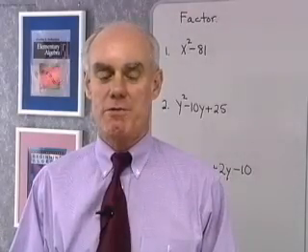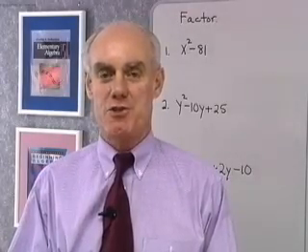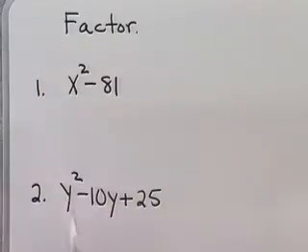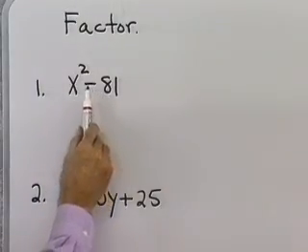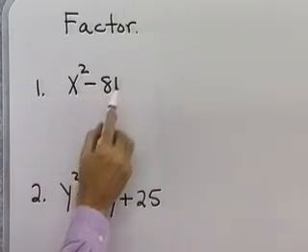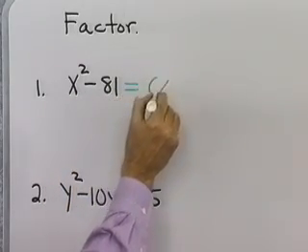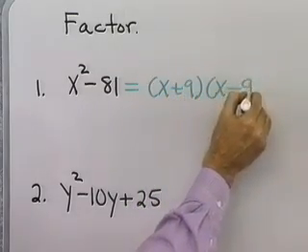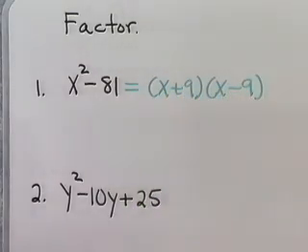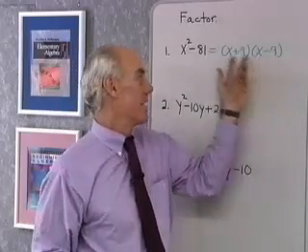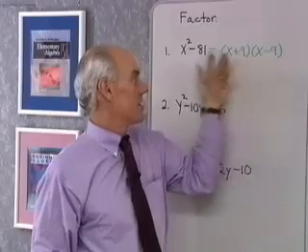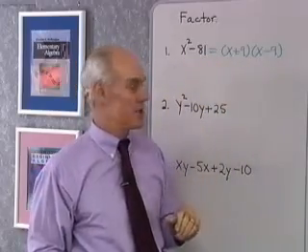In this section, we're going to review all the types of factoring that we've done so far in this chapter by factoring a variety of problems. Here I've written x squared minus 81. This looks like the difference of two squares, so I'm going to factor it as x plus 9, x minus 9. And then remember, with factoring, I can always multiply these back out and see that I get what I started with. X plus 9 times x minus 9 will give me exactly x squared minus 81.